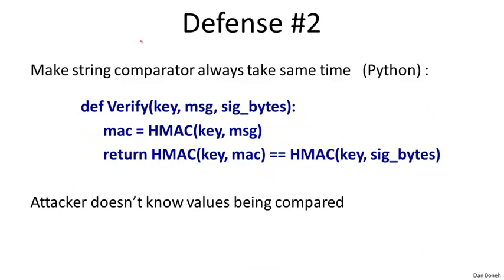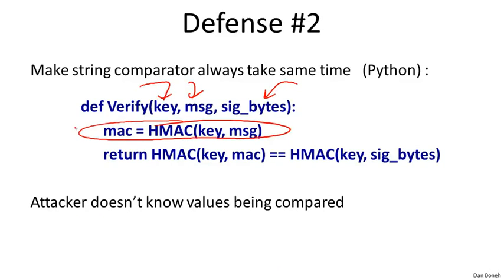Again, here we have our verification algorithm. It takes as inputs a key, a message, and a candidate MAC from the adversary. The way we do the comparison is we first compute the correct MAC on the message, but then instead of directly comparing the MAC and the signature bytes from the adversary, we hash one more time. So we compute a hash of the MAC and a hash of the signature bytes. Of course, if these two happen to be the same, then the resulting hashes will also be the same, so the comparison will actually succeed.